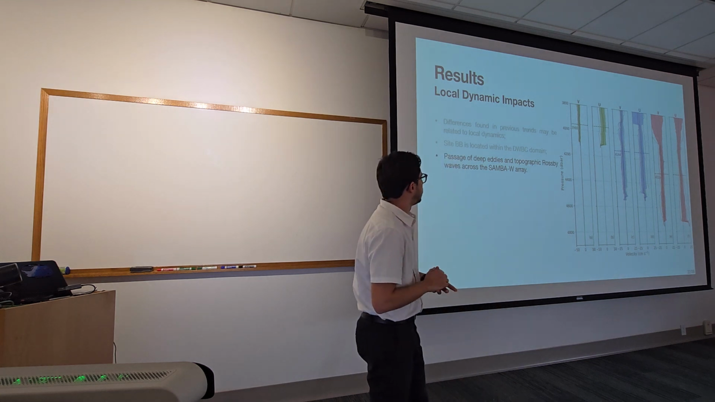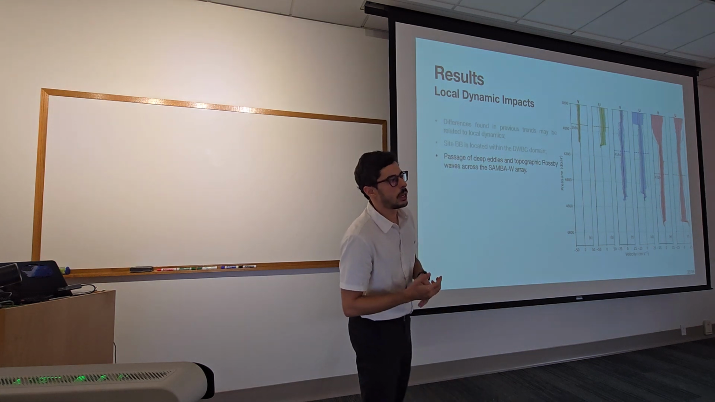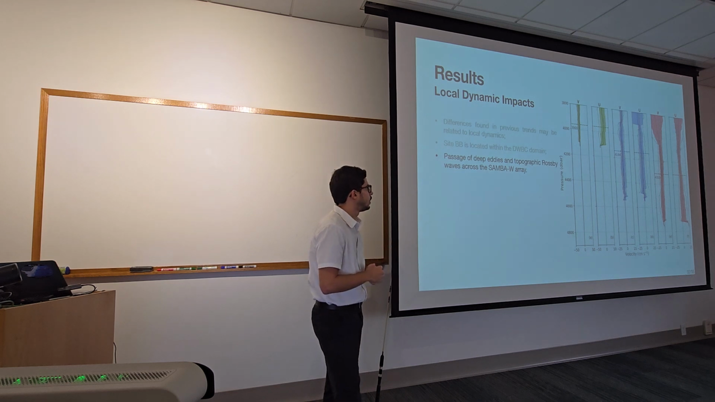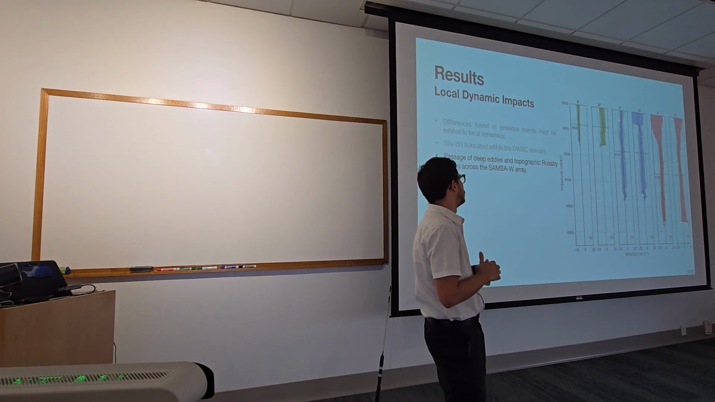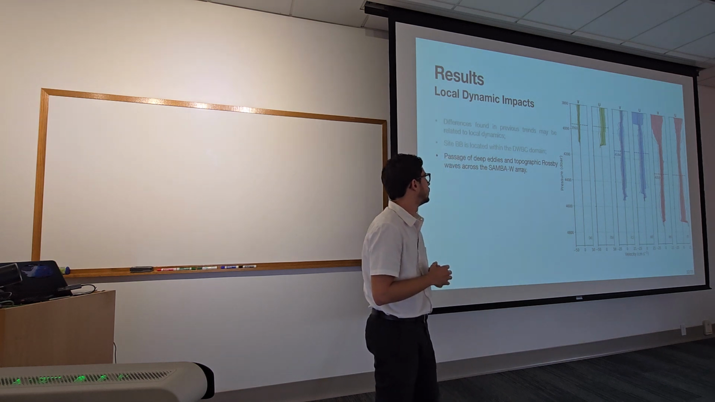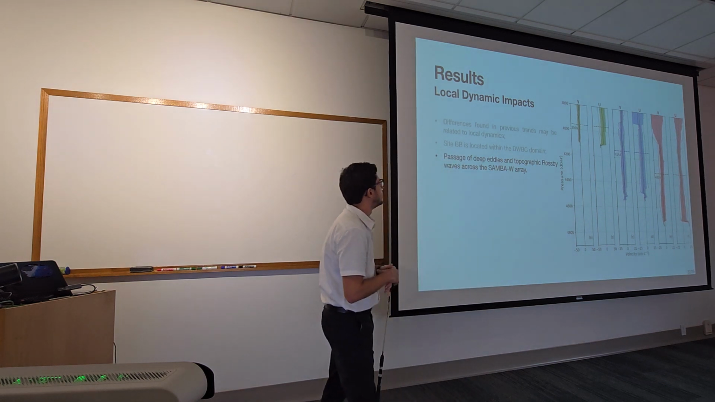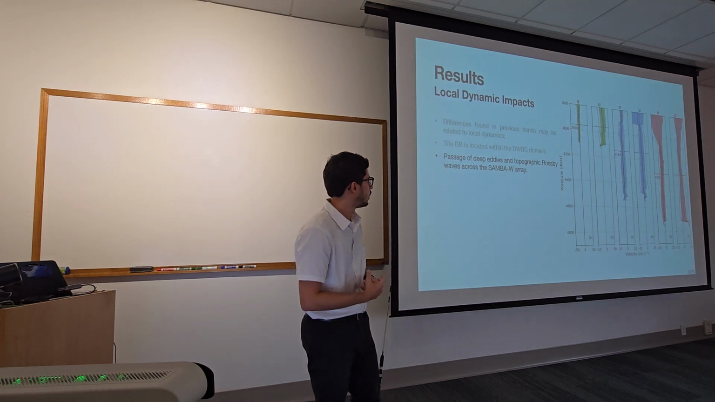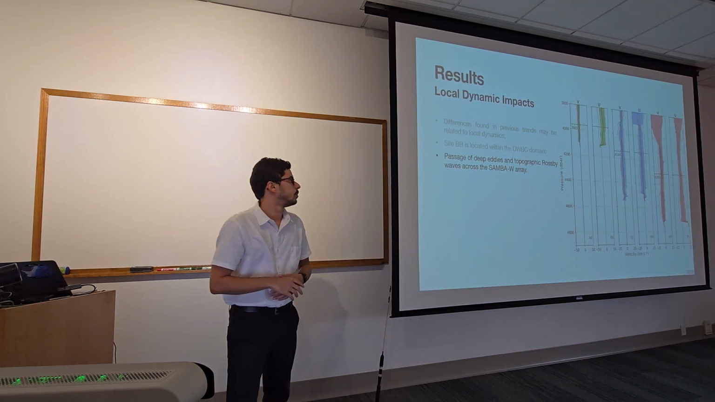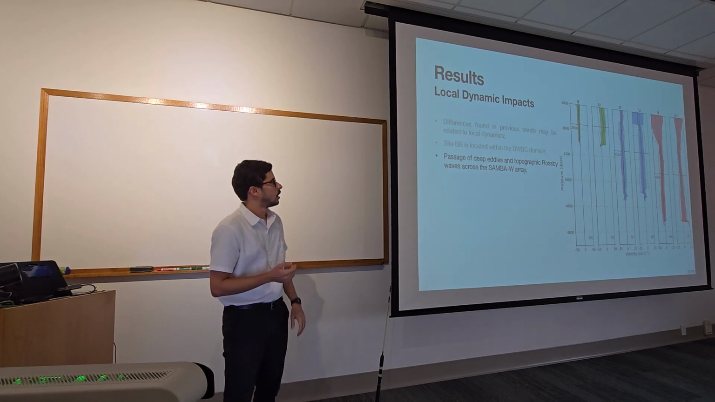Some previous studies already argued that these differences between the velocities at each site are due to the passage of deep eddies along this transect, Rossby waves, and topographic Rossby waves.